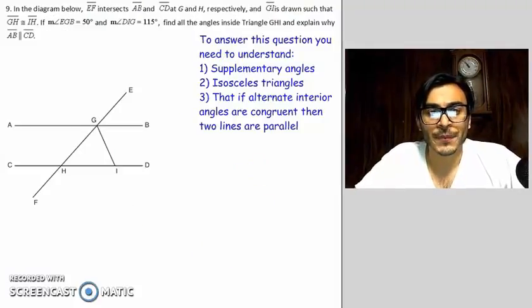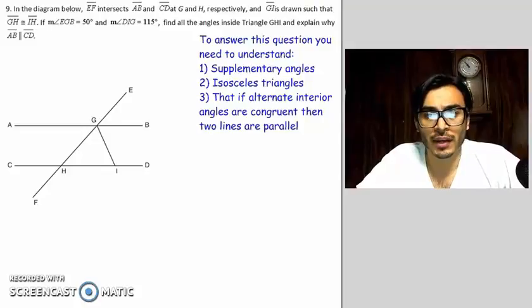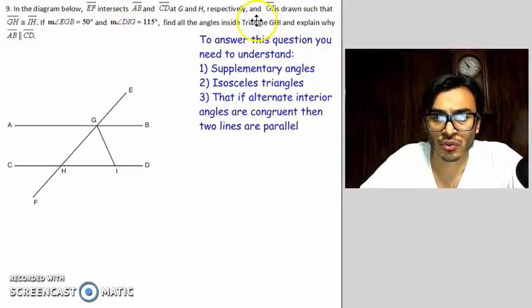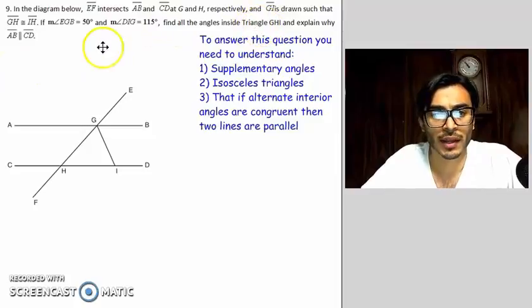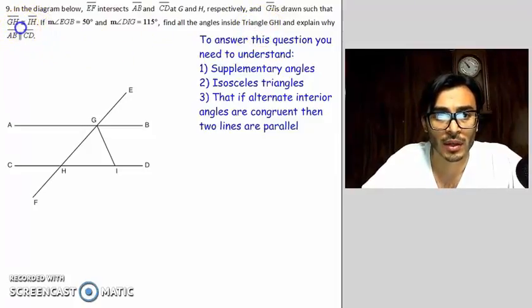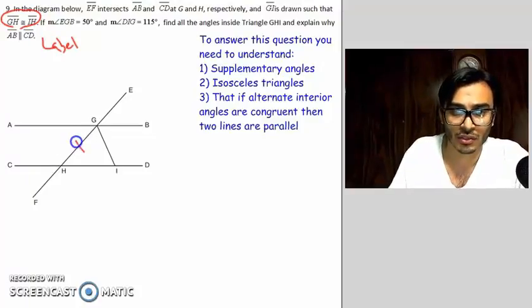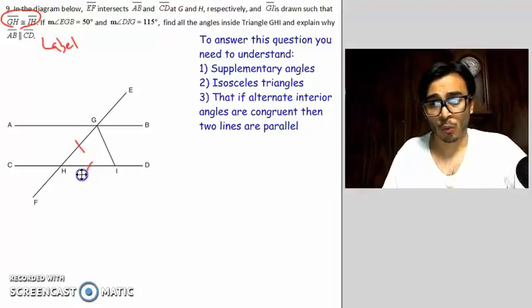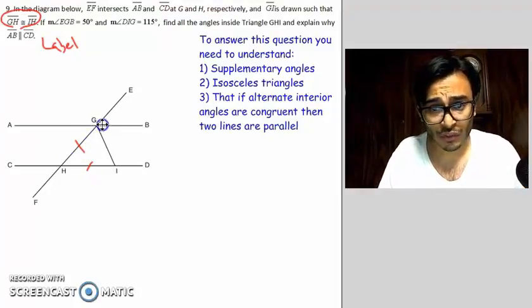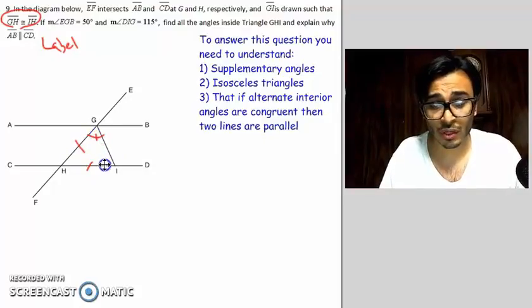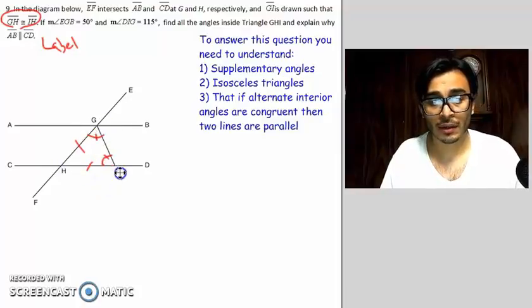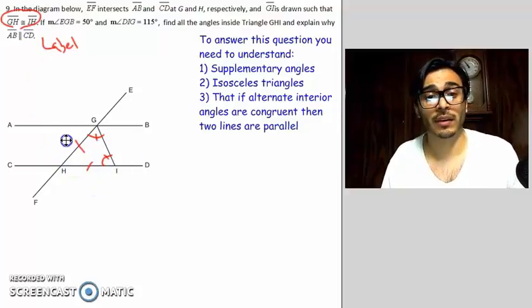All right, last one. Number 9 in the diagram below, EF intersects AB and CD at G and H respectively, and GI is drawn such that GH is congruent to IH. Please, please label that. Label any information you get. GH is congruent to HI. Right there, just from that, we know this triangle is isosceles because 2 sides are equal. So that means this angle, whatever the measure is the same as this angle here. Angle HGI is equal to angle HIG because that's an isosceles triangle. So just from that, I know that information.